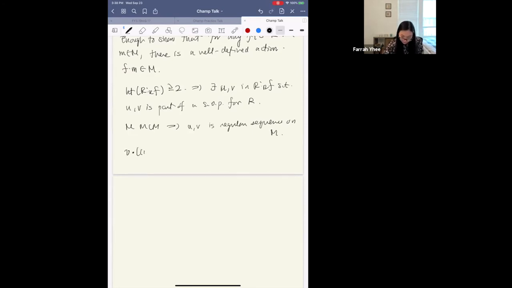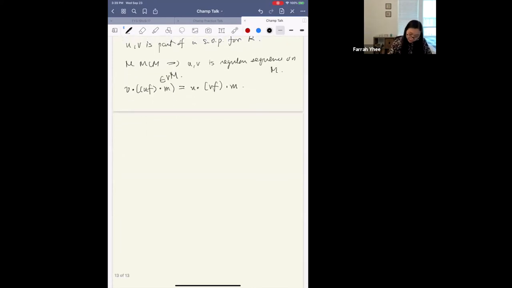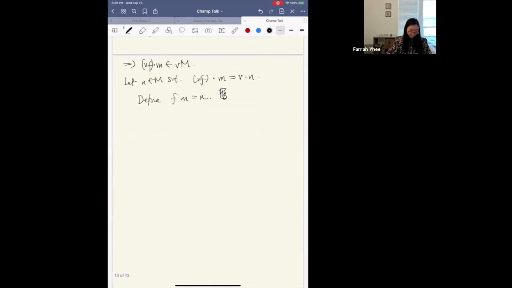But if I take V times UF, the element UF in R and M, this is equivalent to U times the element VF, and this is in VM. And what that's going to imply is that VF times M is going to be in here. And so let N be in M such that VF times M is equal to V times N, and then define this action F times M to be N. Any questions? Okay, wonderful.